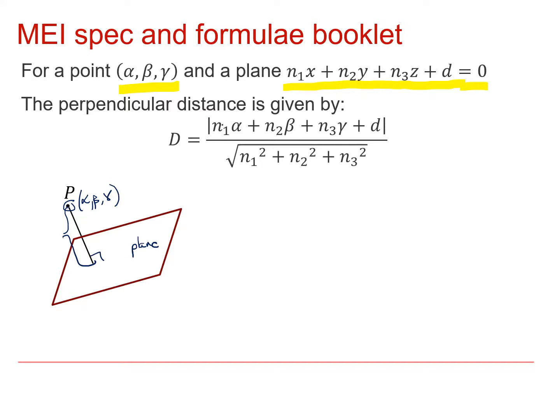Notice that there's a modulus sign here, and this ensures that we get a positive distance. So we get the shortest, because it's perpendicular, positive distance. And for a proof of this, have a look at your textbook, although you are allowed to quote this formula from the formula book.